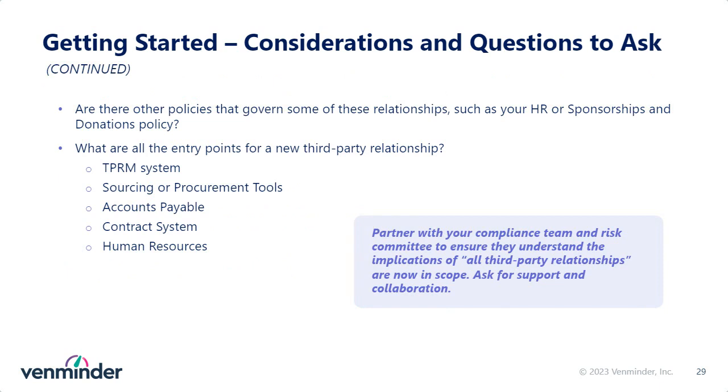And we mentioned in the earlier slide, if there are other policies that might govern some of these relationships, right? We need to identify what those are, and if they have crossover with our third-party risk management policy, do they need to be updated to include things like risk assessment? These are big considerations. Finally, what are all the entry points for these new business relationships? I mean, there could be your third-party risk management system, sourcing or procurement tools, your accounts payable, contracts, human resources, probably more. So we want to pinpoint all the ways that a new relationship can come into the bank.